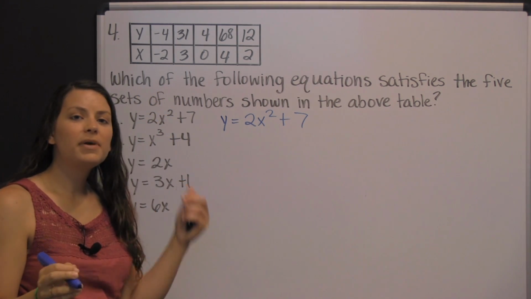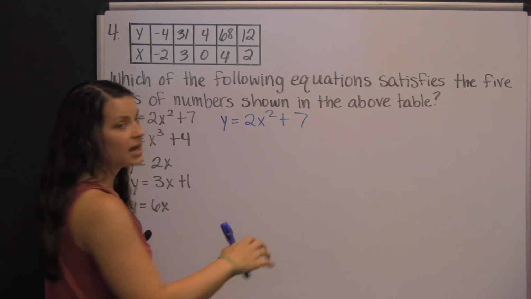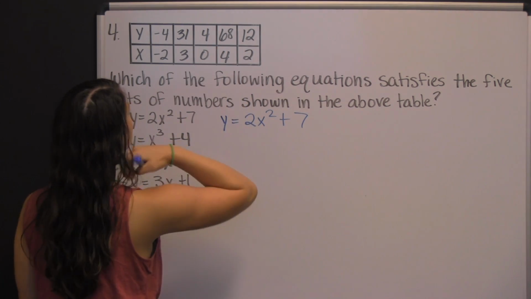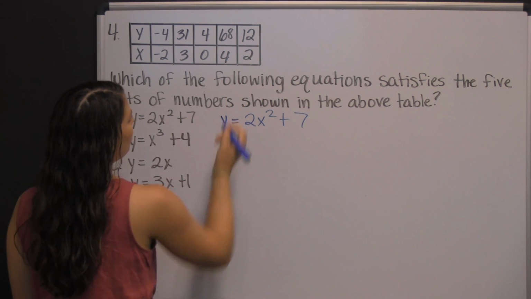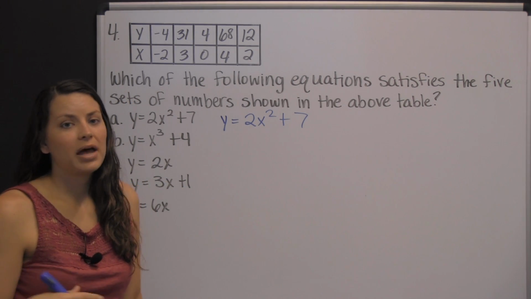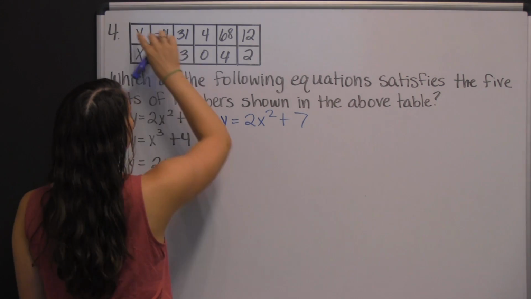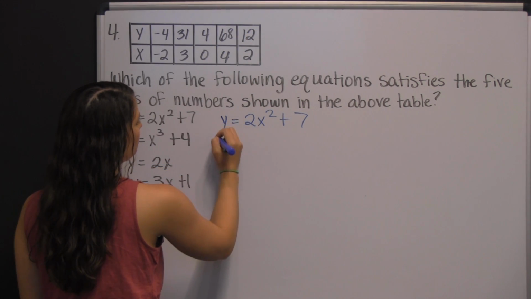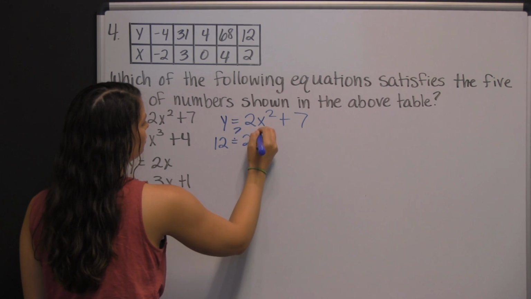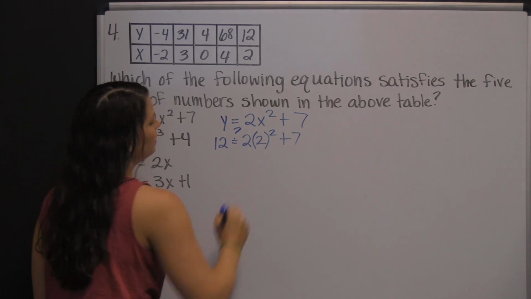Now, we just need to pick one set of numbers to substitute into this equation to test and see if this equation does satisfy our set of numbers. So let's just take 2 and 12. You could pick any set you wanted, but I usually like to pick one that looks a little easier, like 2 and 12. The y is 12, so replace y with 12. We're checking to see if it equals 2 times the x, which is 2, squared plus 7.